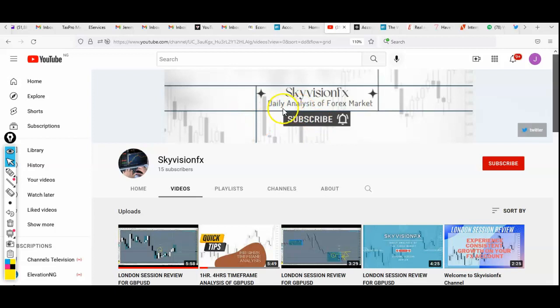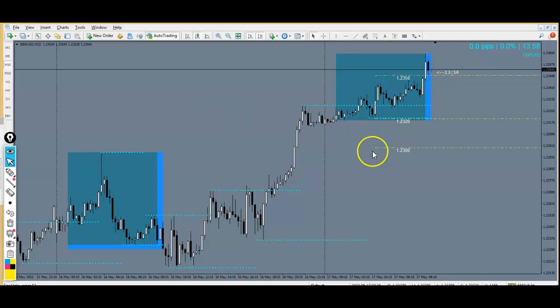On this channel we do daily analysis of the forex market, particularly the pound USD on the 15 minutes time frame, but we'll also look at other time frames as well. Okay, so today, before we look at our analysis, we want to look at market structure.